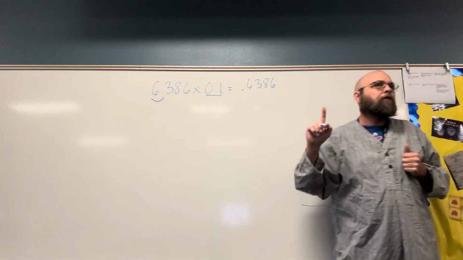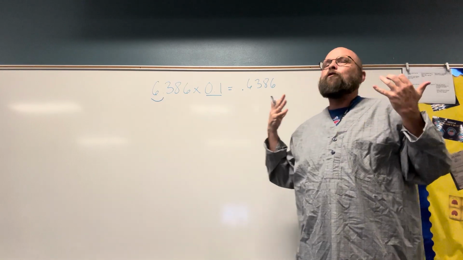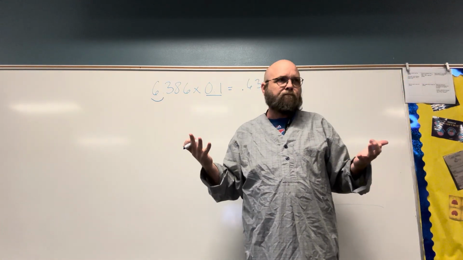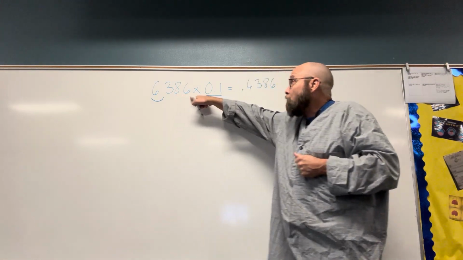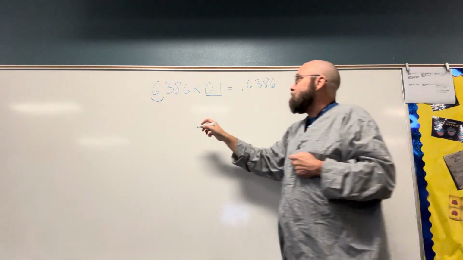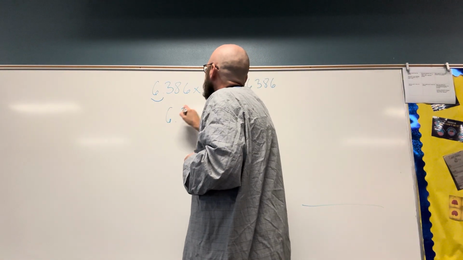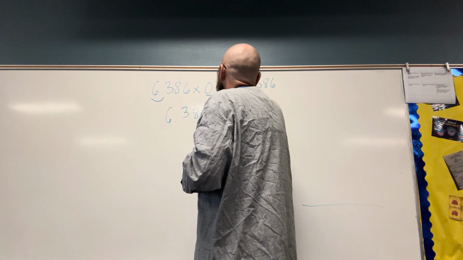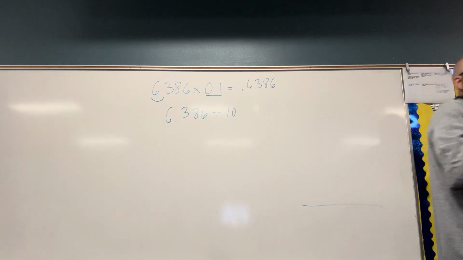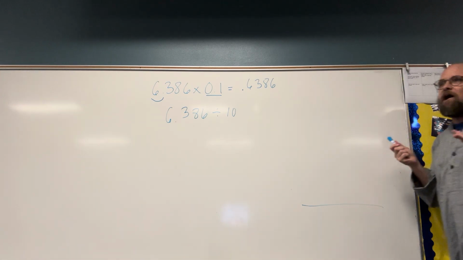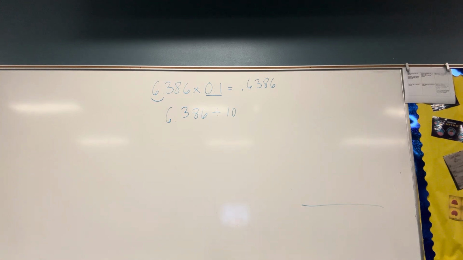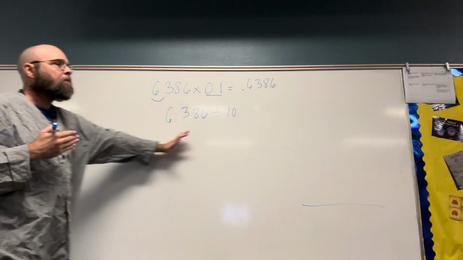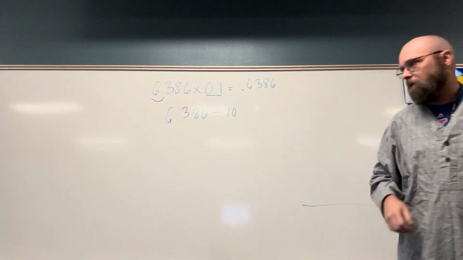A cool thing about multiplying: how many of y'all would rather multiply than divide? Okay, so it looks like most of y'all would rather multiply than divide. Multiplying by 1/10 is the same as dividing by 10. I'm making each place value 1/10 as big as it currently is. So multiplying by 1/10 is the same as dividing by 10.